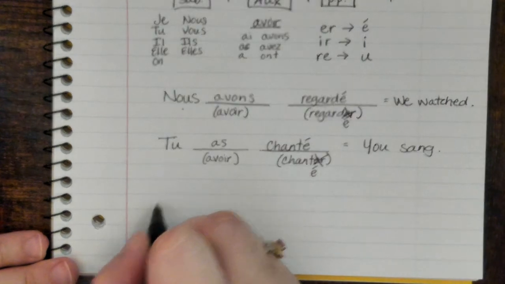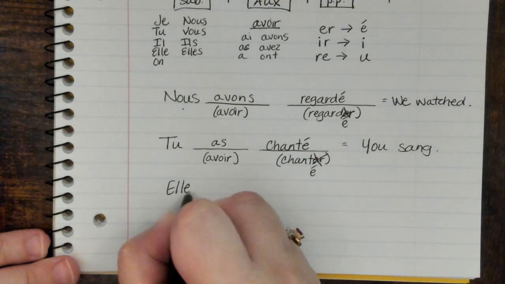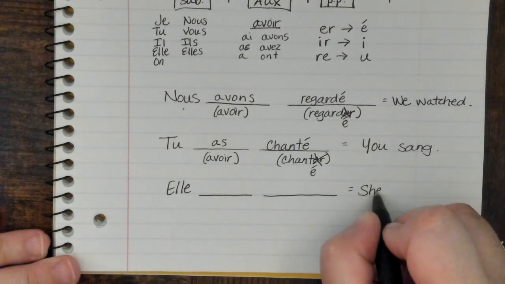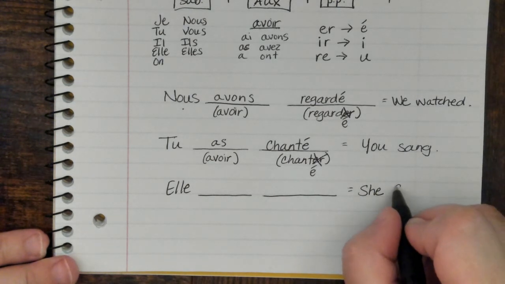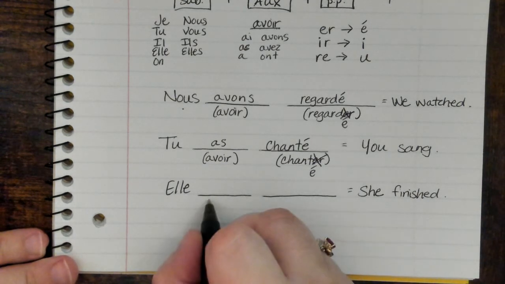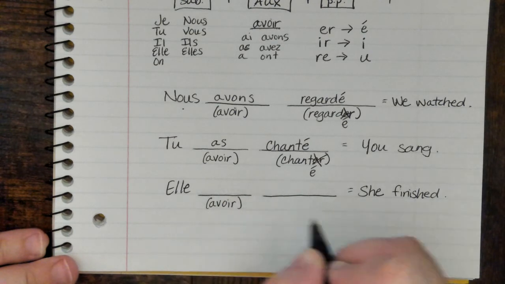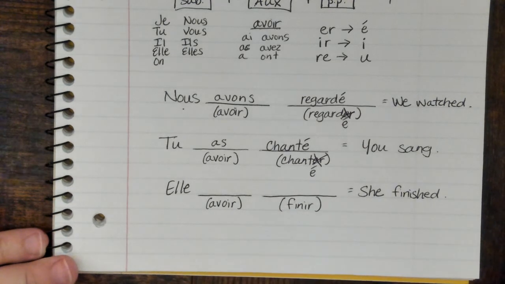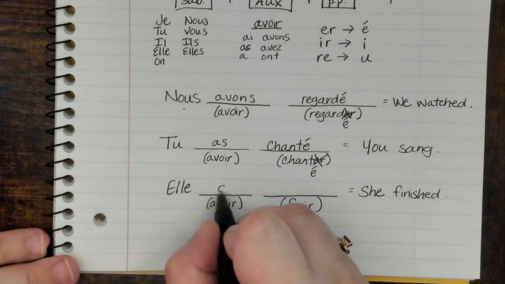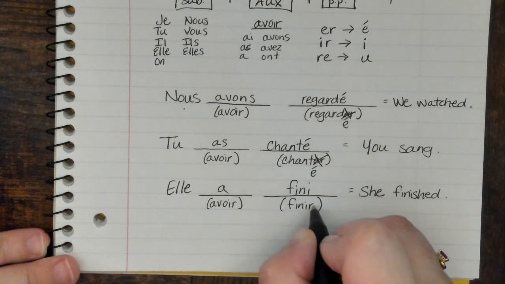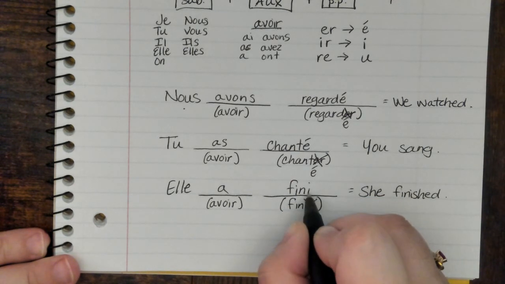How about elle? I'm going to say she finished. So we're going to use the form of the verb avoir for the auxiliary and the past participle of the verb finir for the past participle. So elle a. And so, oops, I got ahead of myself. So if we take off the IR, replace it with an I, we get fini.